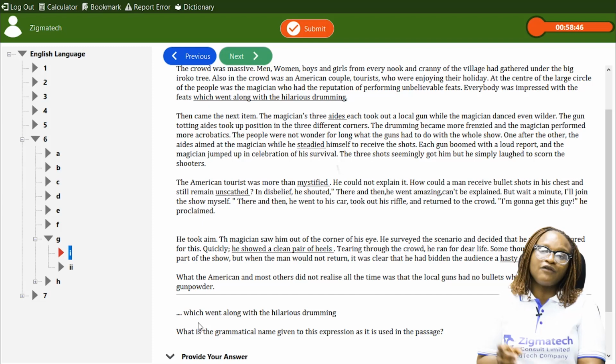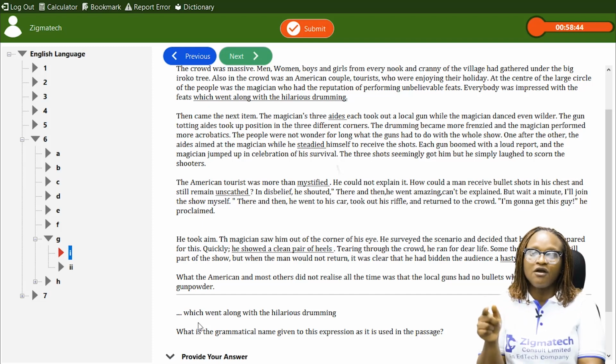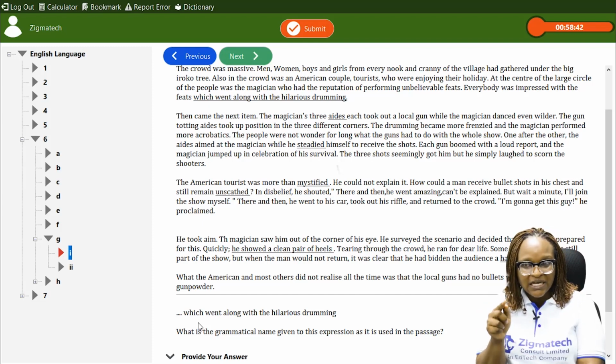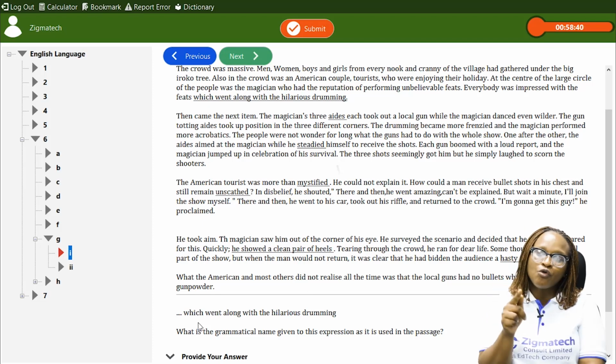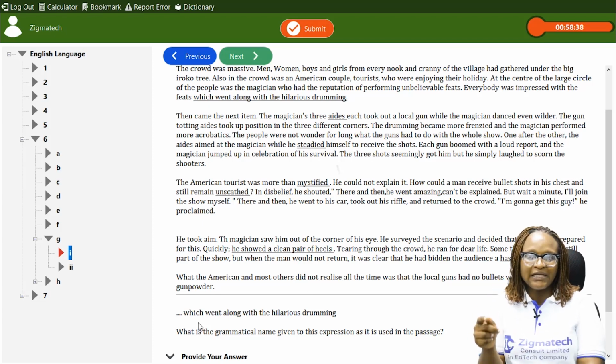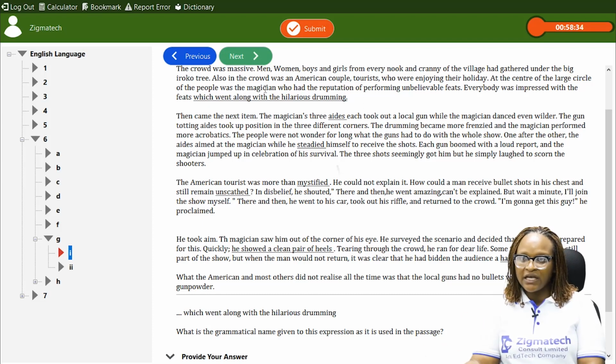So that's the reason you have to go back to the comprehension passage, find out where you have the sentence, and go through the rules that guide adjectival clause or phrase. So now I have the sentence here. Look at where I have "which went along with the hilarious drumming." But I have to go through the starting sentence.